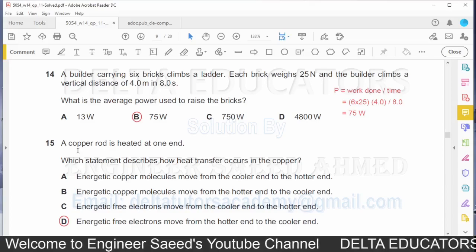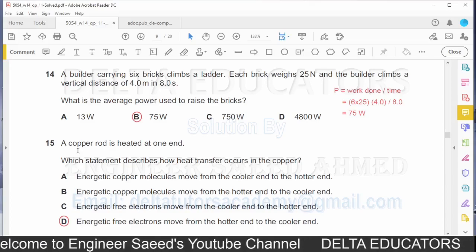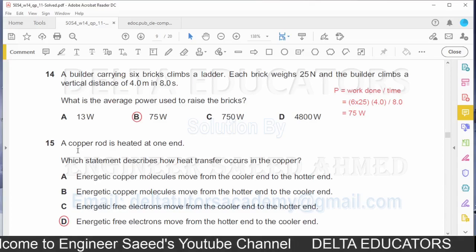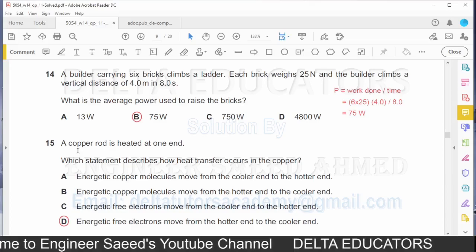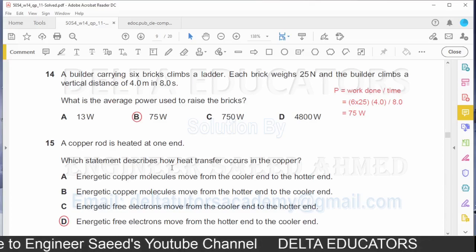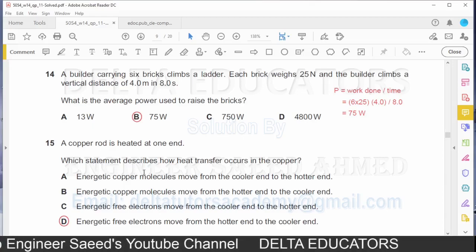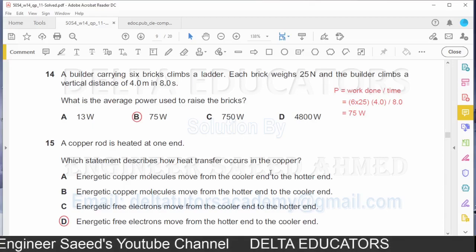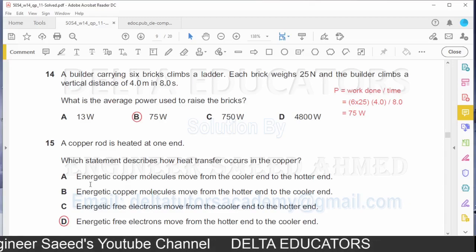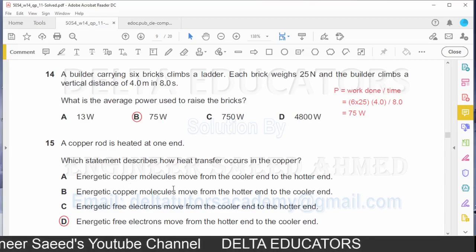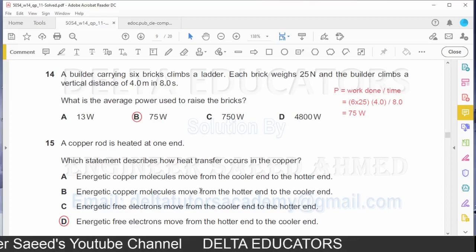Second thing, copper is a metal, and in metal there are free electrons and these free electrons can move easily and energy can also be transferred because of the movement of the electrons. Now we will check our options. In option A, it is given energetic copper molecules move from the cooler end to the hotter end. No, molecules do not move. Option B, energetic copper molecules move. Again, it is given here move, so this option is also incorrect.